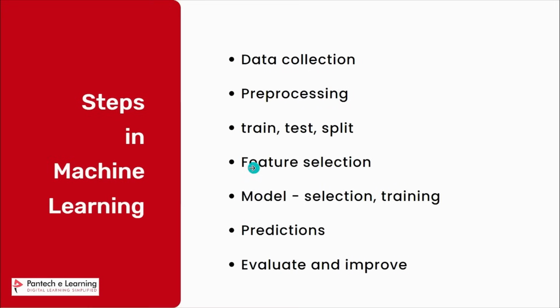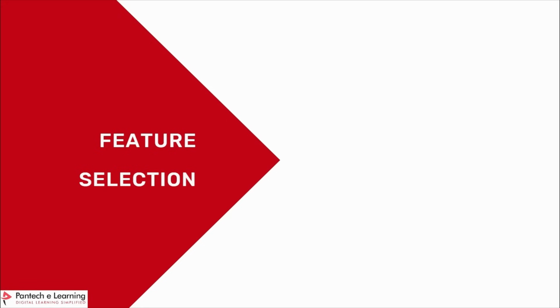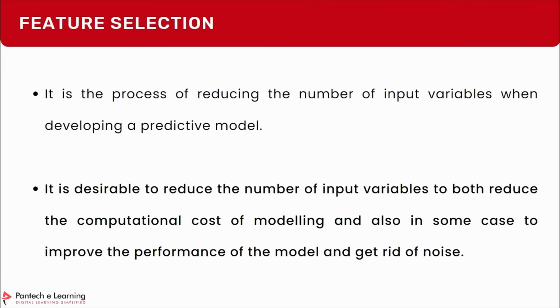Coming here into feature selection, this is an optional step. So what is feature selection? Feature selection is the process of reducing the number of input variables when developing a predictive model. Okay, so we have features, right? So feature selection is selecting the important features. It is desirable to reduce the number of input variables to both reduce the computational cost of modeling and at the same time improve the performance of the model and get rid of noise.